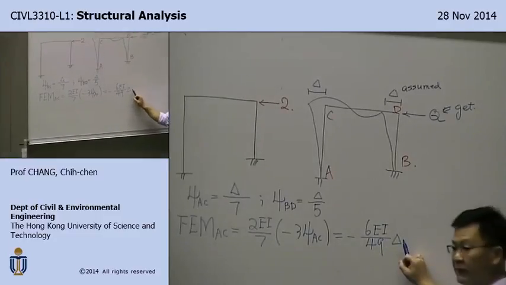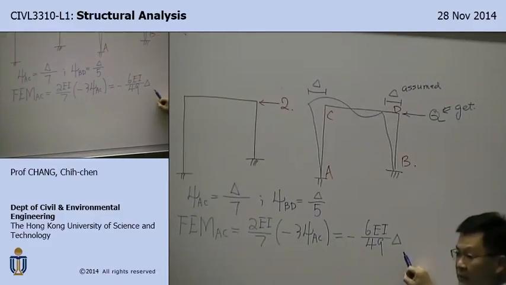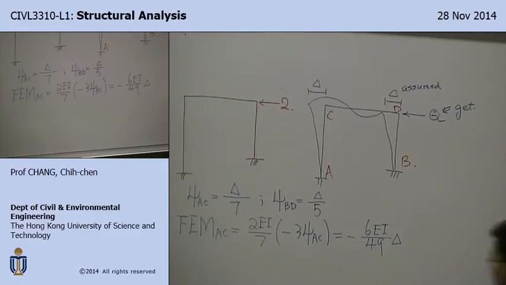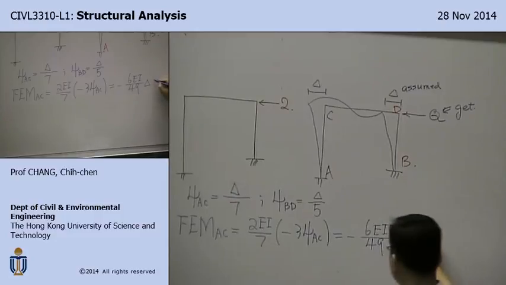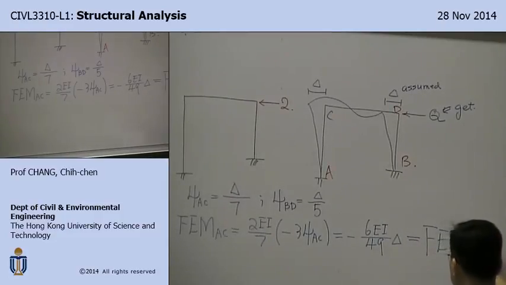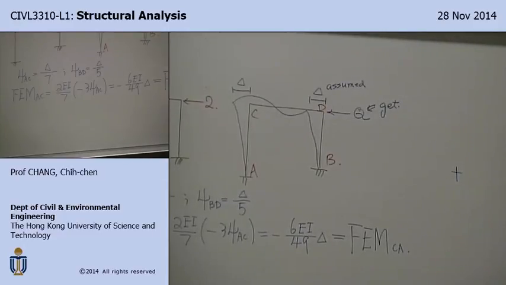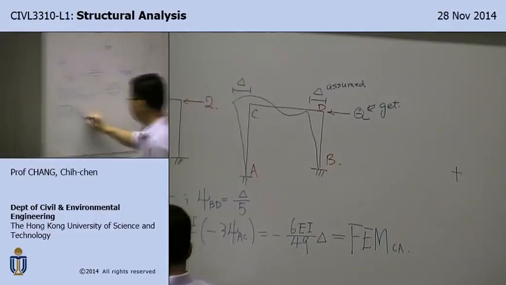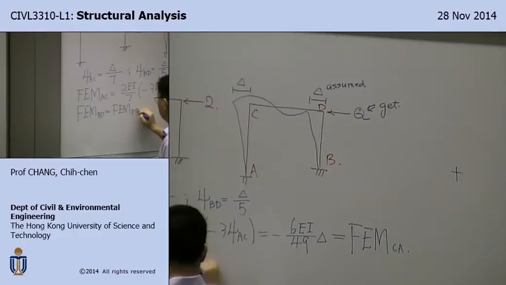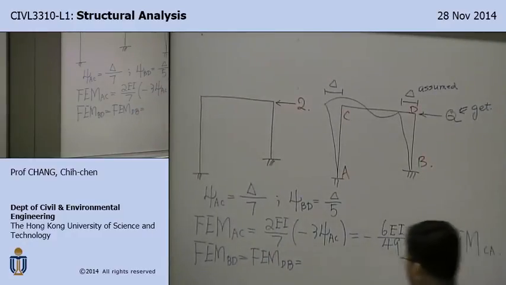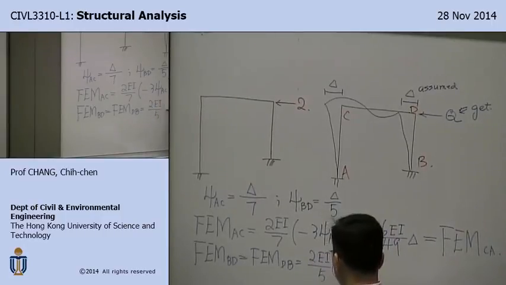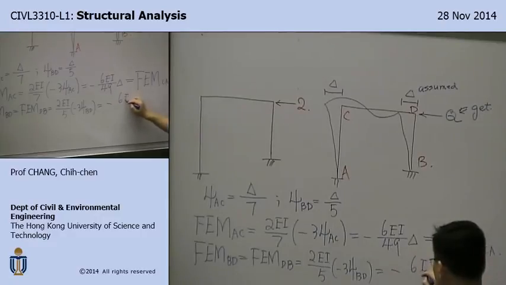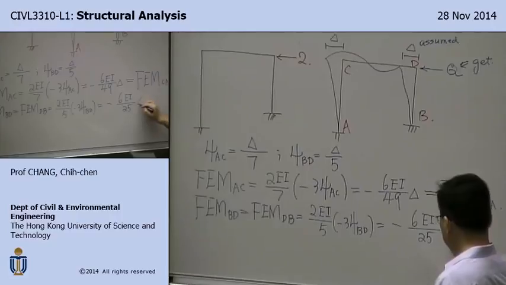I still keep delta open because I know that delta can be arbitrary. It doesn't really matter. What I'm going to do is obtain anything arbitrarily and then scale it back to that case. All right, so that's fixed end moment AC. And also fixed end moment CA is exactly the same. So similarly, fixed end moments for BD and DB are the same. It's 2EI over L, which is 2EI over L times minus 3 times the rigid body rotation angle. So substituting should be minus 6 EI over 25 delta.